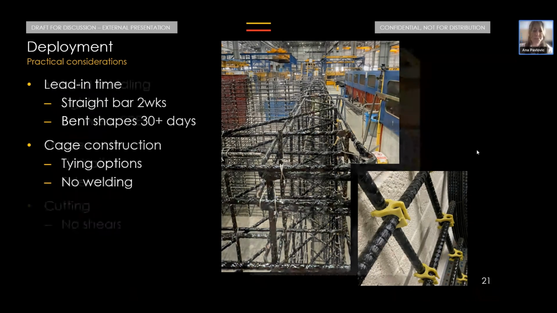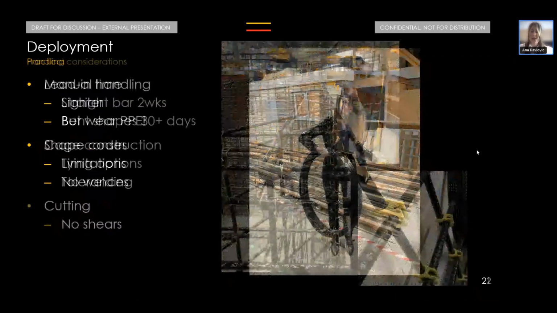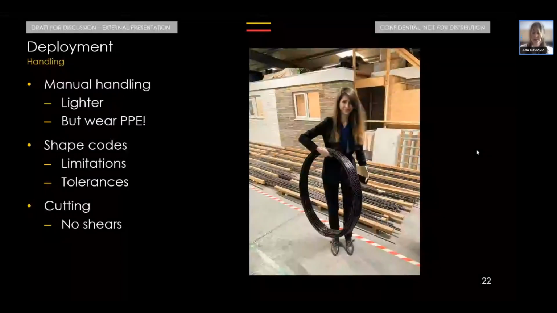In terms of handling, we heard that the material is quite light, and you can see me in the picture lifting a 50-meter coil of BFRP. But don't do what I'm doing, not because it's heavy and I shouldn't be lifting it, it's quite light. The problem is I'm doing that with my bare hands. So one should always wear PPE when handling a rebar, but this is standard PPE, nothing excessively required for handling BFRP other than gloves, long sleeves, and goggles.